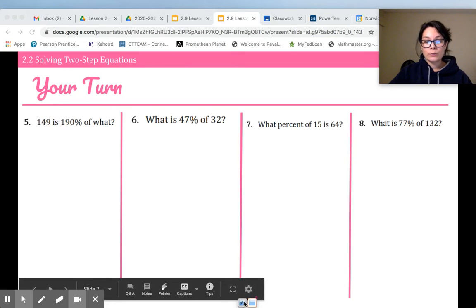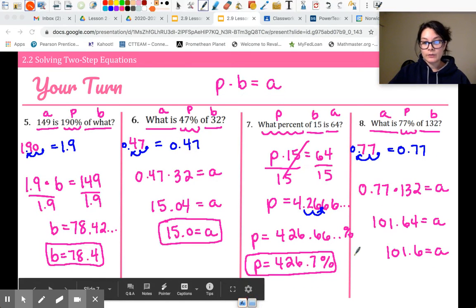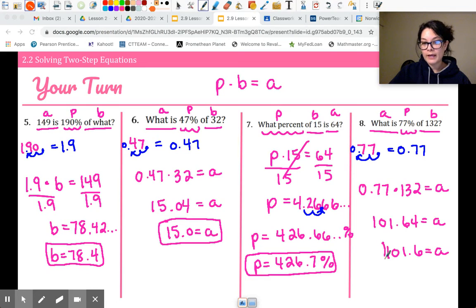All right, so here is what I am getting as my answers, and hopefully we match. So for number 5, we were looking for the base. It said of what, so that was my variable. I had to take my percentage and convert it to a decimal. Notice how I just didn't include the 0 on the end. 1.90 is the same thing as 1.9. I substituted everything into my formula, percent times base equals part, and I rounded my final answer to the nearest tenth.